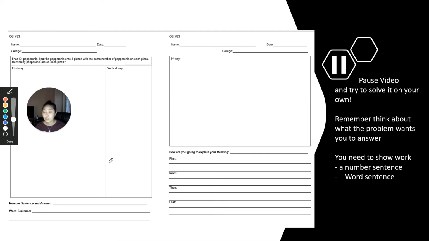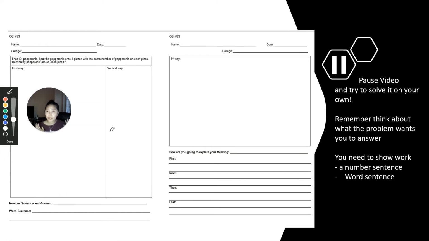Then after you're done solving, I have you do two ways, so you can do the first way to kind of test it out. Do a second way, so then you can see if the numbers match and you actually have the same answer. And this one you need to fill out as well, your number sentence and your answer and your word sentence. I'm going to tell you right now, you might not have enough to put the same number on each pizza. Maybe you can put those to the side.